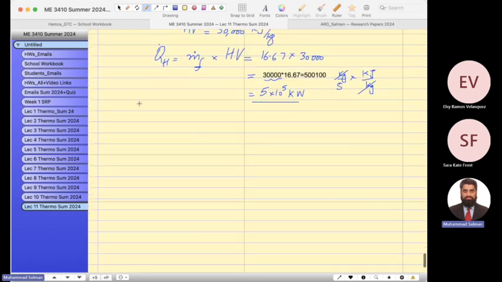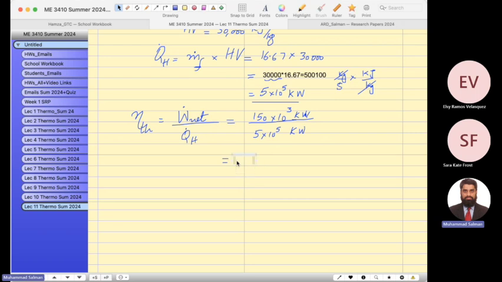So let me write down the formula. Thermal efficiency equals the power generation divided by the heat supply to the steam power plant. How much is it? 150 into 10 to the 3 kilowatts, 5 into 10 to the 5 kilowatts. Make sure this is in the same units, either megawatts or kilowatts, the same in numerator and denominator. So multiply by 100, correct?